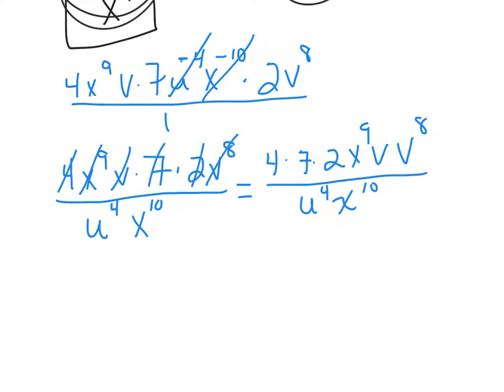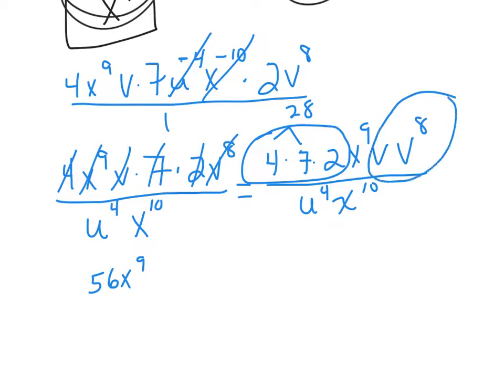So now at the top, I have 3 coefficients that need to be multiplied. 4 times 7, that's going to give me 28. And then 28, if I multiply that by 2, I am going to get 56. The x to the 9 does not change. And here I have 1 v joining 8 v's. The best way to write that simplified is to just put v to the 9. If I have 1 joining 8, there's 9 altogether. On the bottom, I still have a u to the 4 and an x to the 10.